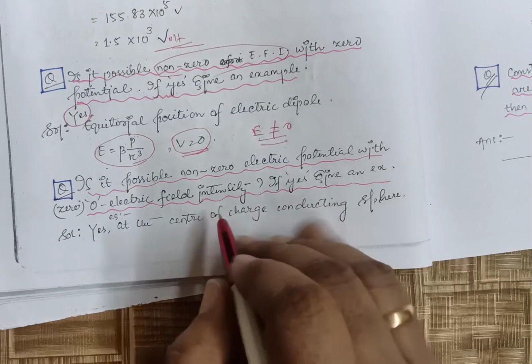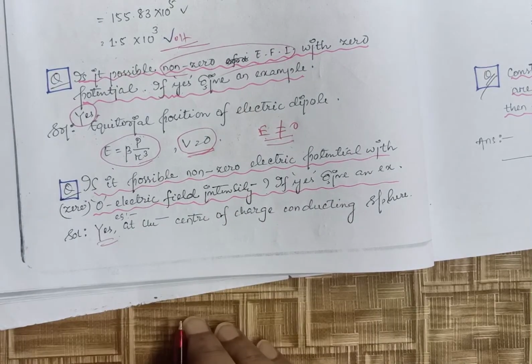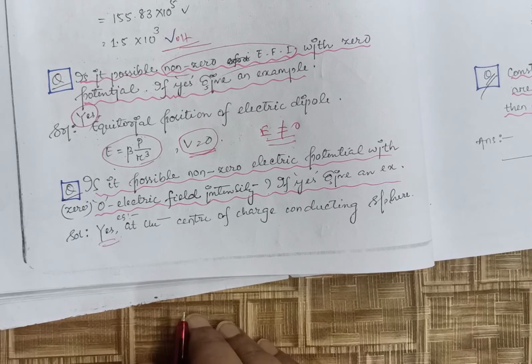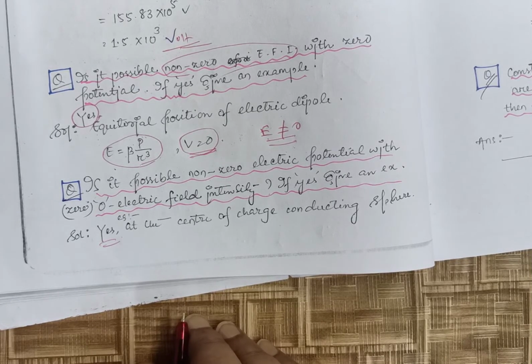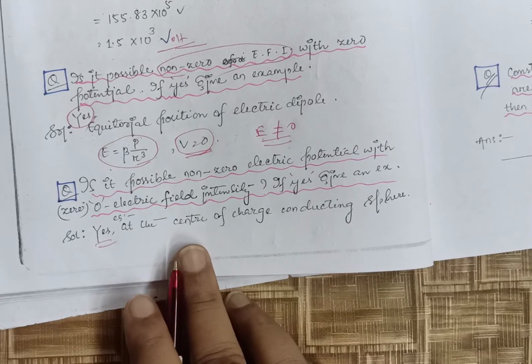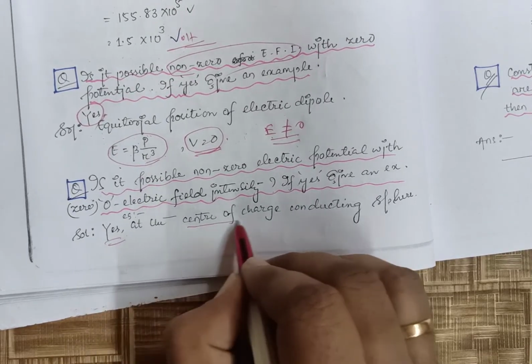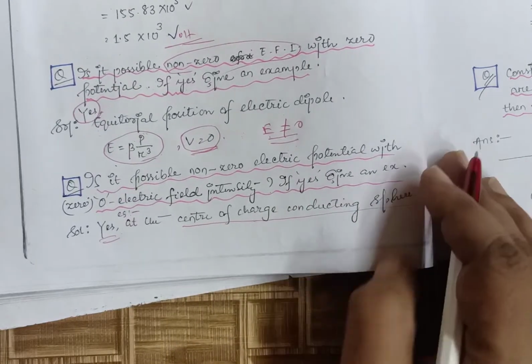Now the reverse question is asked: is it possible to have non-zero electric potential with zero electric field intensity? This answer is also yes, it is also possible. When? If V is equal to constant, then intensity, equal to minus dV by dr, must be 0. V equal to constant means an equipotential surface. So the example is the center of a charged conducting sphere.